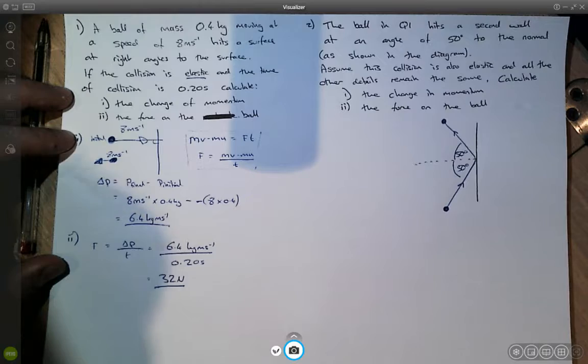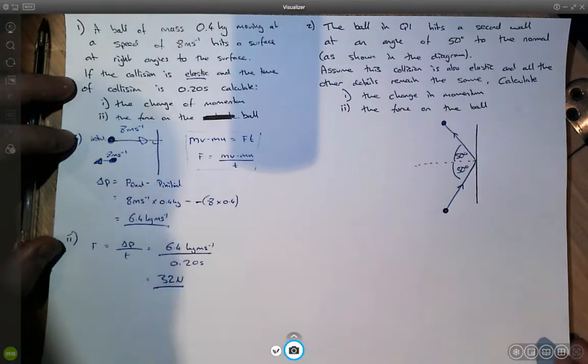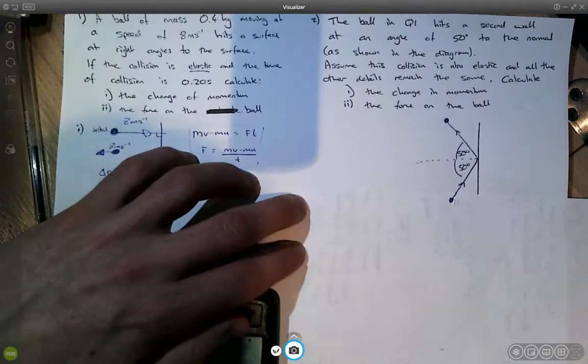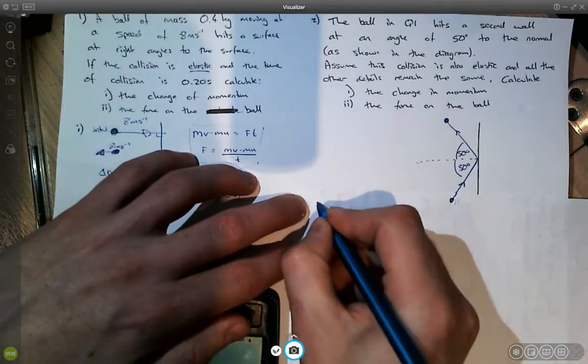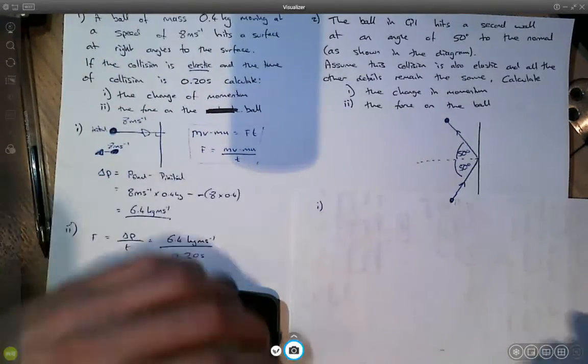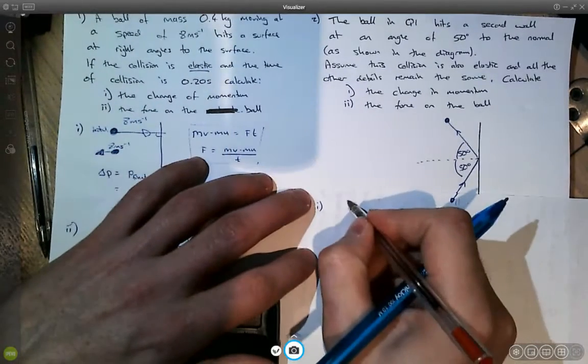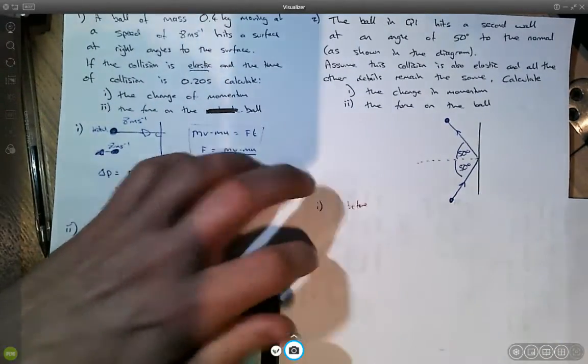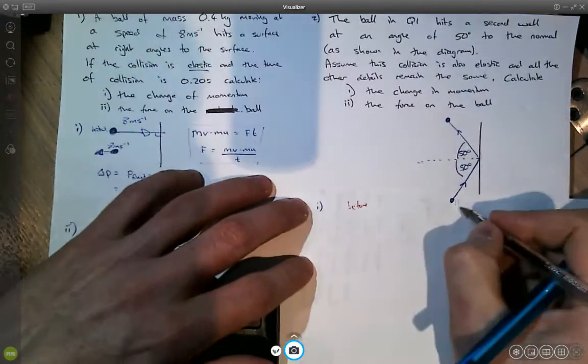Question 2 is here. Pause the video now and try the question. So in part I, we need to work out the change in momentum. Now it's not quite as simple because we've got a 2-dimensional system rather than a 1-dimensional system. So we need to look at the momentum before and also the momentum after.